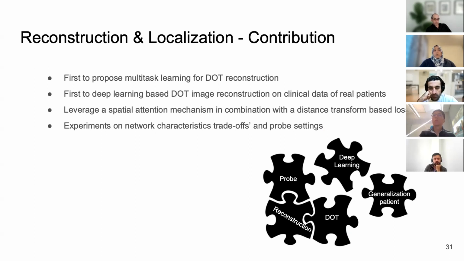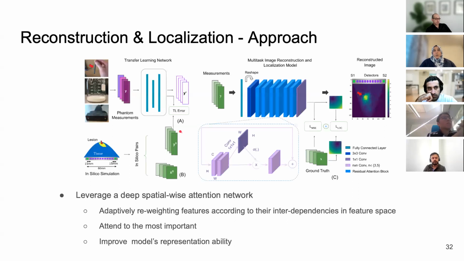We leverage a spatial attention mechanism in combination with a distance transform-based loss function. We experiment with different network characteristic trade-offs and probe design settings. The main idea here is that we replace the residual network blocks by spatial attention-wise blocks to adaptively reweight features according to their importance and interdependence in feature space, by attending to the most important ones, in an aim to improve model representation ability.